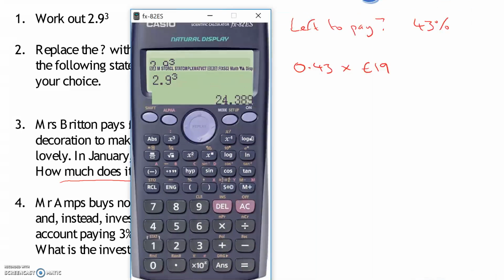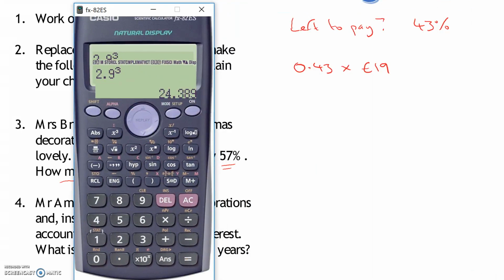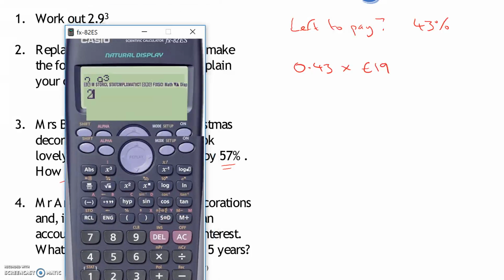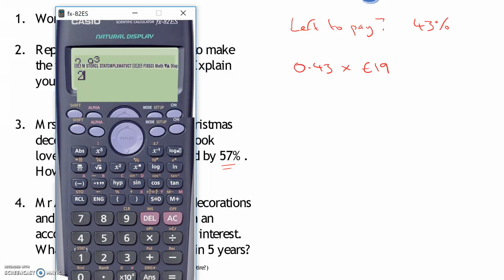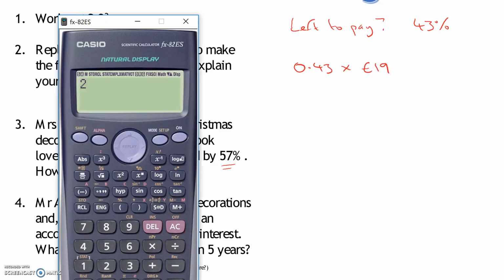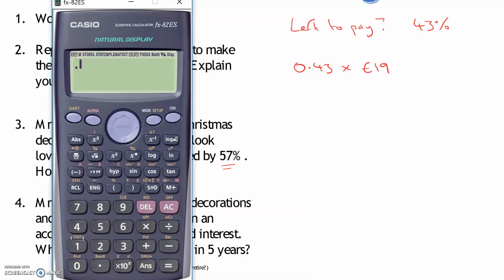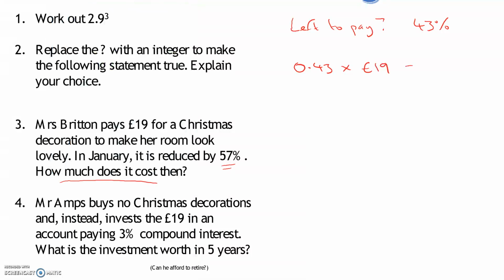Okay, it's calculator paper. So we want 0.43. A funny display. Let's bring that up again. It's better. 0.43 multiplied by 19. Oops. So we get £8.17.